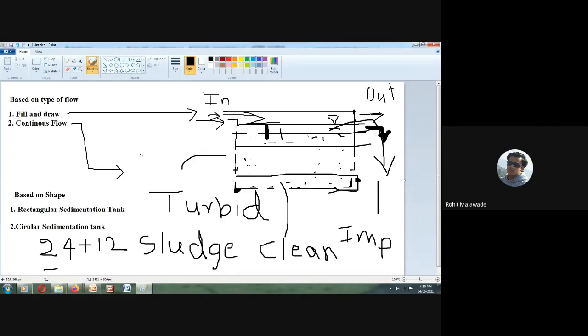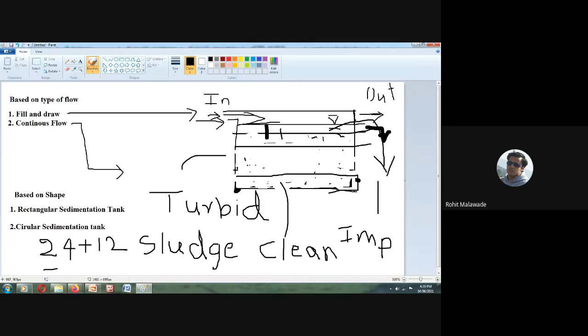If the first treatment has been done on the first day, then we need around 1.5 days to take the water out and clean it. And again, if you want to put the fresh water, we require around 1.5 days to treat a new water sample. So this is what is your fill and draw type.